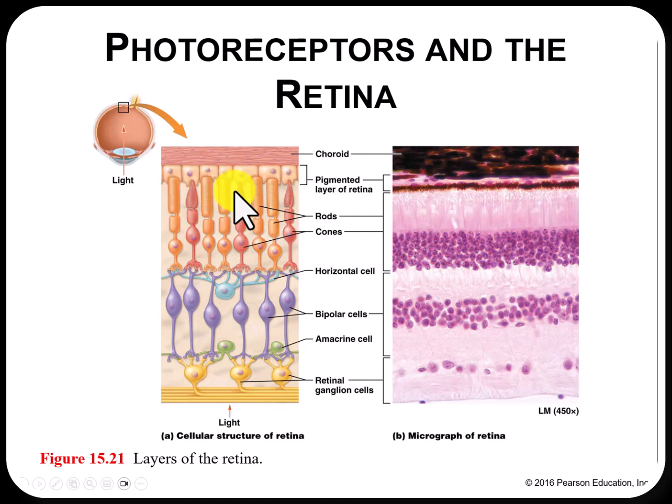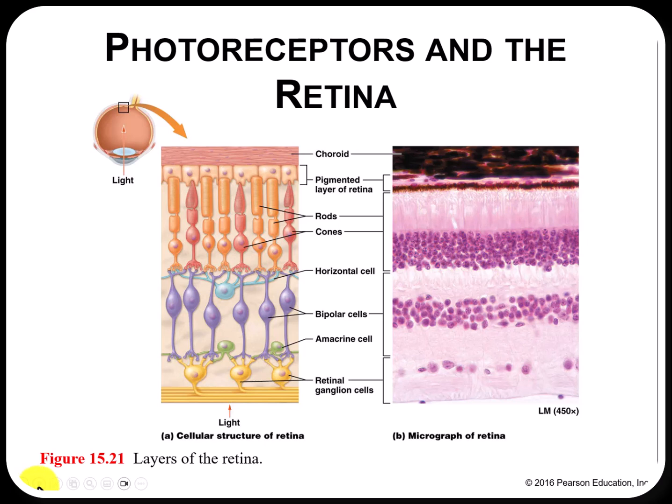And with the retina, the neural layer of the eye, you have the pigmented layer that helps to keep the light from scattering. And then you have the rods and the cones embedded in that pigmented layer of the retina. So the light enters the eye. Here you can see the light entering the eye. It travels all the way through to strike these discs of the rods and the cones.